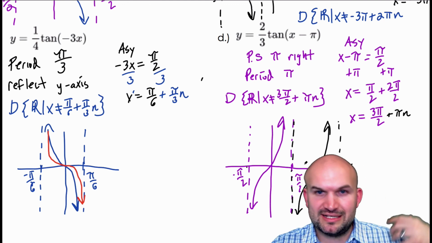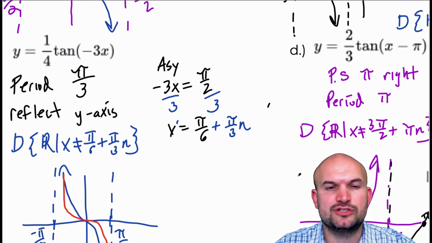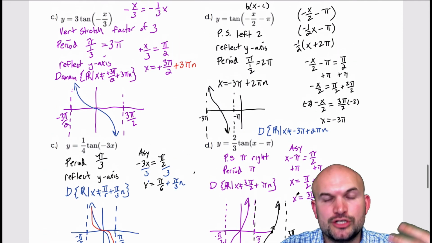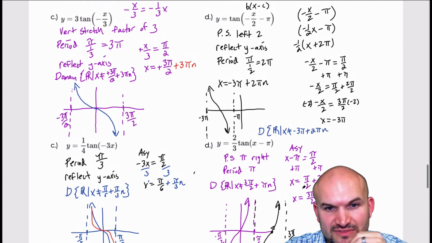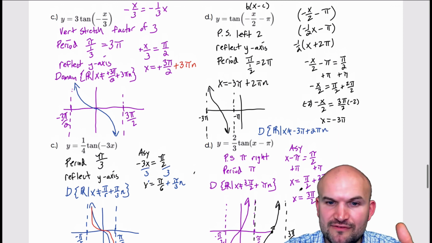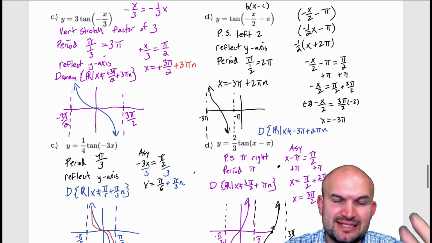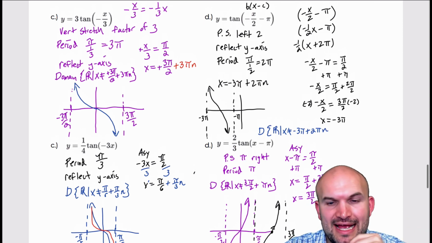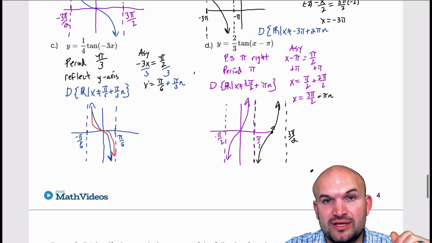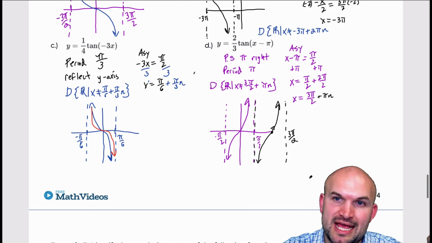Okay, so that's our idea here with our tangent functions, basically to make sure that we can understand the differences between the tangent function and the sine and cosine functions, and also work on identifying these asymptotes. And now what we're going to do is work on some different characteristics that we can identify with our sine, cosine, and tangent graphs.